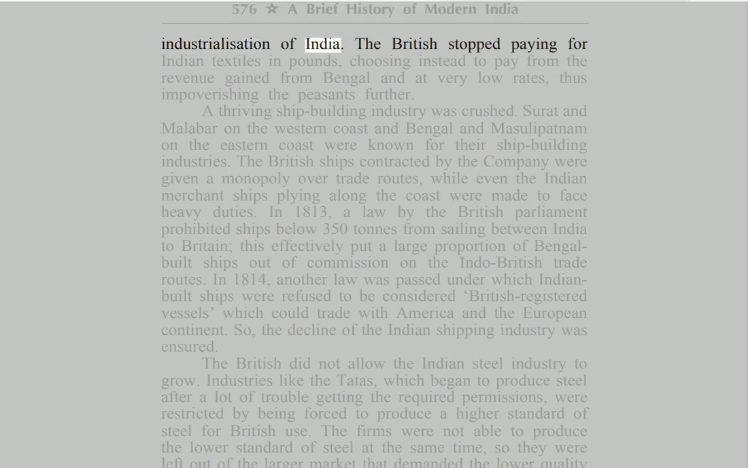Industrialization of India. The British stopped paying for Indian textiles in pounds, choosing instead to pay from the revenue gained from Bengal and at very low rates, thus impoverishing the peasants further. A thriving shipbuilding industry was crushed. Surat and Malabar on the western coast and Bengal and Masulipatam on the eastern coast were known for their shipbuilding industries. The British ships contracted by the company were given a monopoly over trade routes, while even the Indian merchant ships plying along the coast were made to face heavy duties.